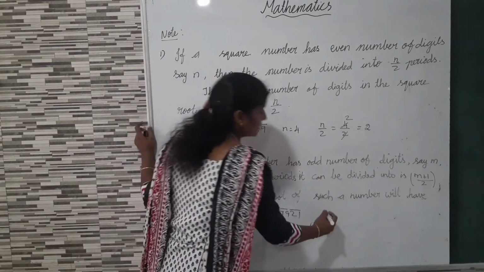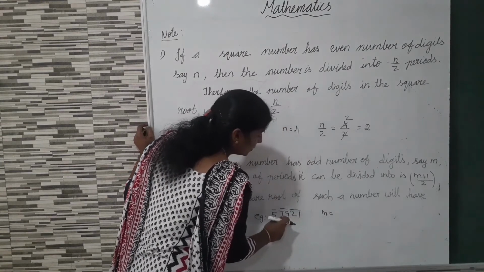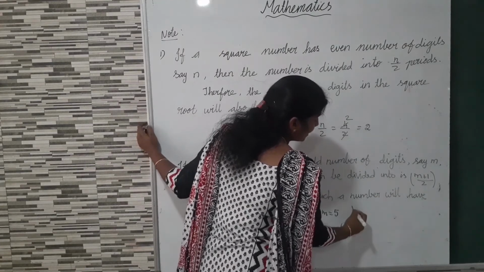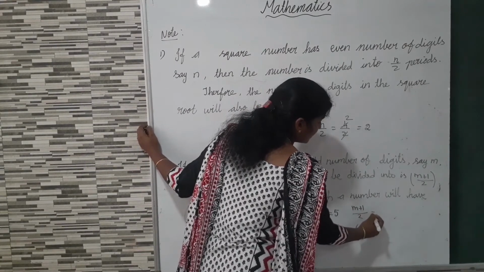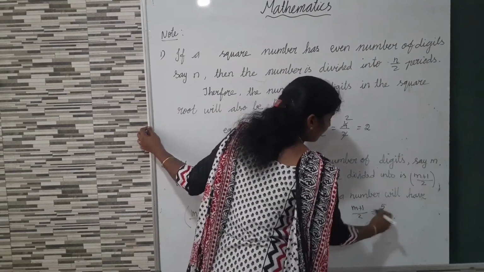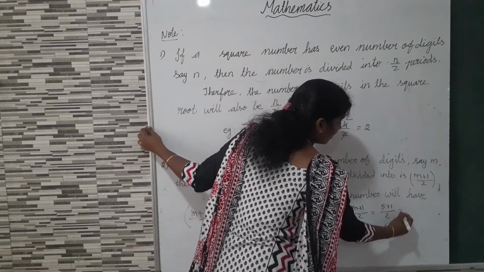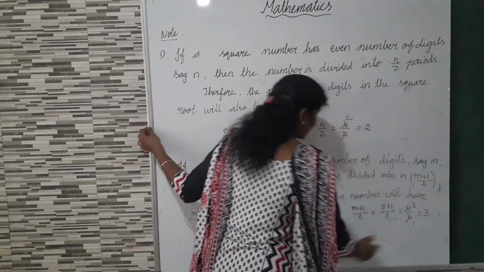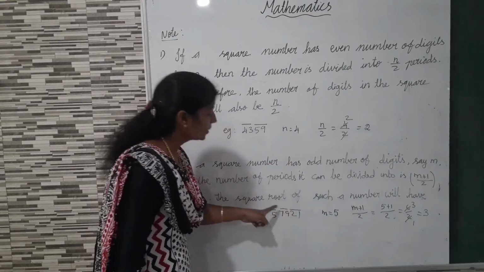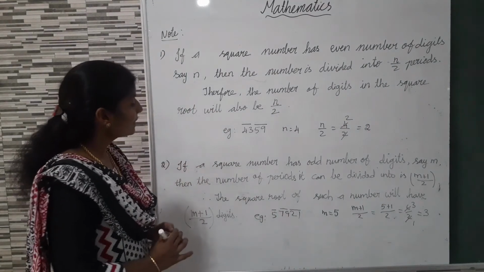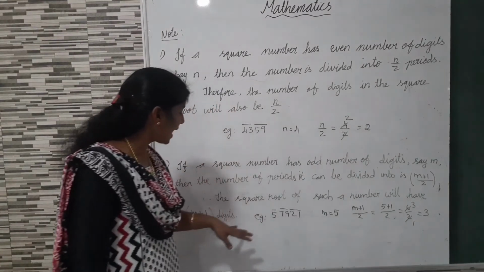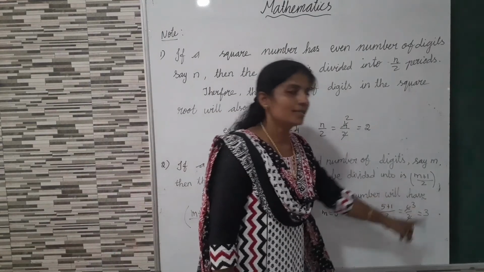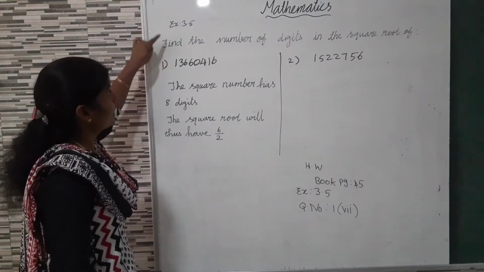Now m plus 1 by 2. m is equal to 5, total 5 digits. So m plus 1 by 2 equals 5 plus 1 by 2, equal to 6 by 2. 3 2s are 6, so 3 periods. Then the square root of such a number will have m plus 1 by 2, so the quotient also has 3 digits. Are you clear? Fine. Next question.